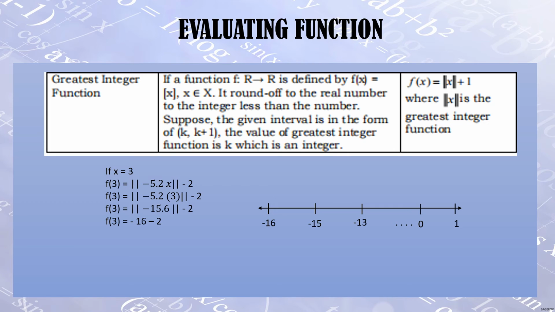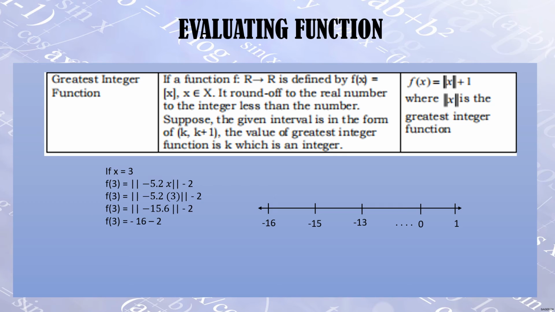Yung 0 natin, habang tayo ay lumalayo sa 0 sa number line, habang tayo ay papunta sa kaliwa, pababa ang ating value. Kaya naman, kung sino yung mas malapit sa 0, siya yung mas malaki. Di ba sa greatest integer function, ang kinukuha nga natin is yung mas maliit na value. Pag yung nakapaloob sa ating greatest integer function ay decimal. Decimal si negative 15.6.